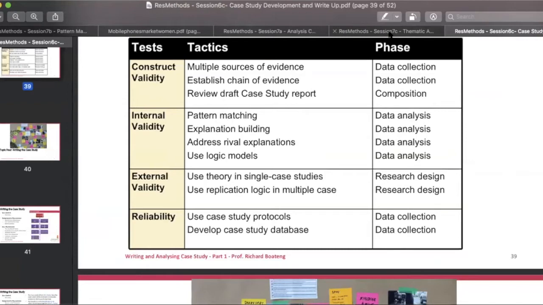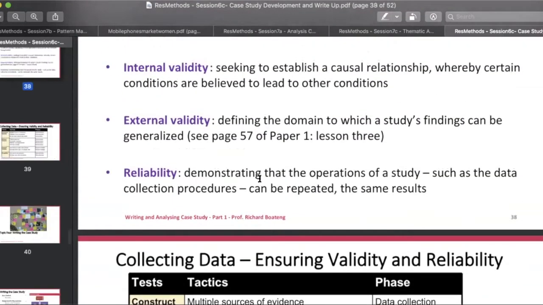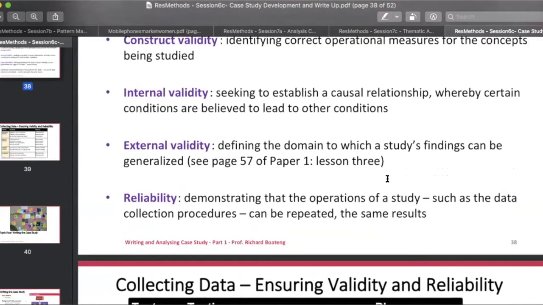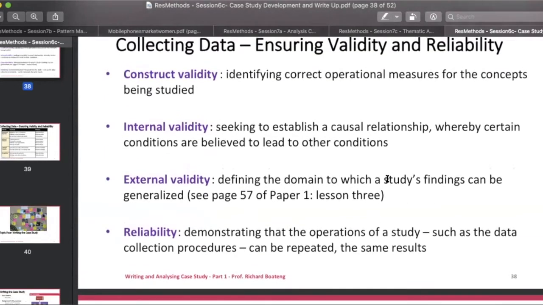Good. So the internal reliability of the case is enhanced. What do we mean by that? What we mean is that you use case study protocols, and you also develop a case study database. But what is reliability? Reliability demonstrates that the operations of a study, such as the data collection procedure, can be repeated with the same results.